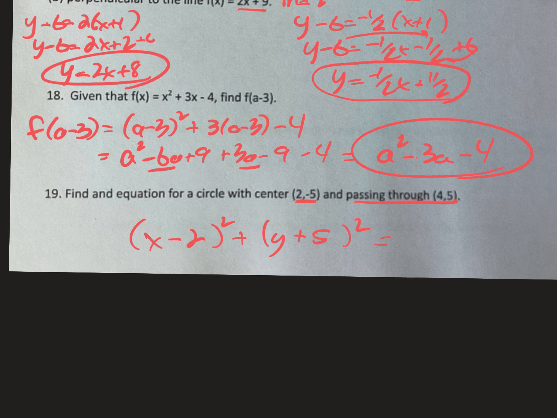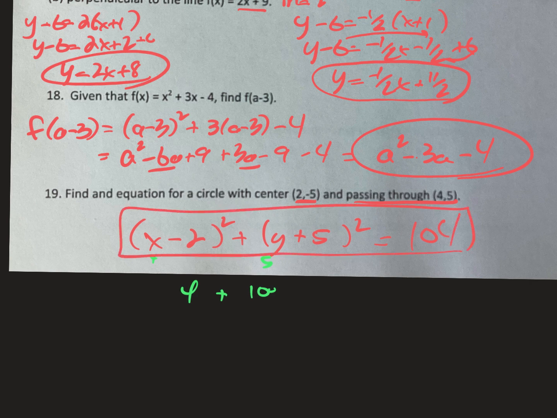And why does it pass through that point? Because it works. So I'm going to take that point, that 4, put it right there. Take the 5, put it right there. 4 minus 2 is 2. 2 squared is 4. 5 plus 5 is 10. 10 squared is 100. If I add 100 plus 4, I get 104. And guys, that's all the red right there. That's the answer. That's your equation.